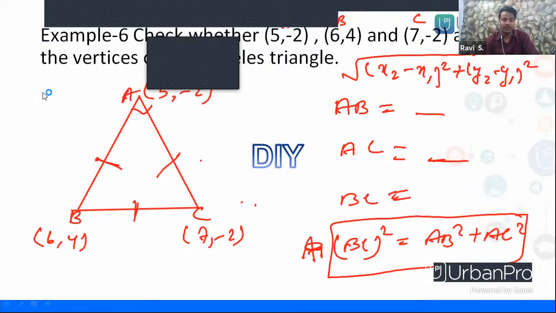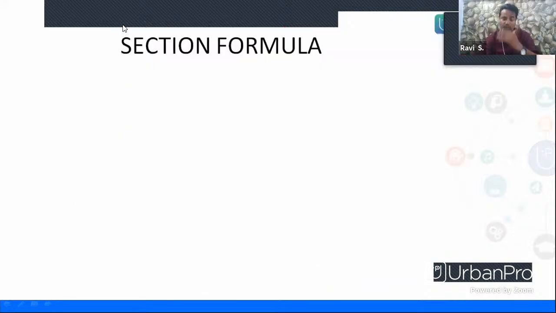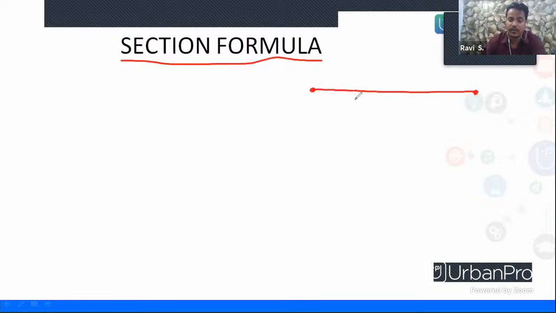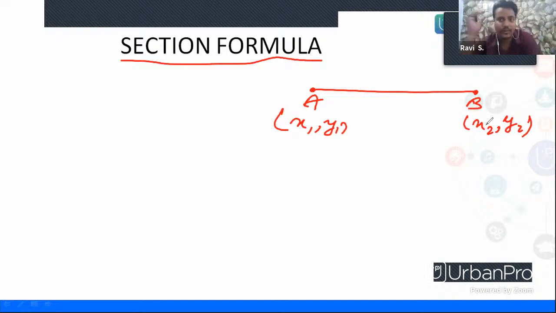Now the next concept I'm going to deal with is the section formula. As I told you, I will tell you everything about this class 10 topic, coordinate geometry. So the next topic of coordinate geometry is the section formula. But before we proceed, let me tell you what the section formula is. Suppose there are 2 points A and B. Let A be x1 comma y1, and B is x2 comma y2.